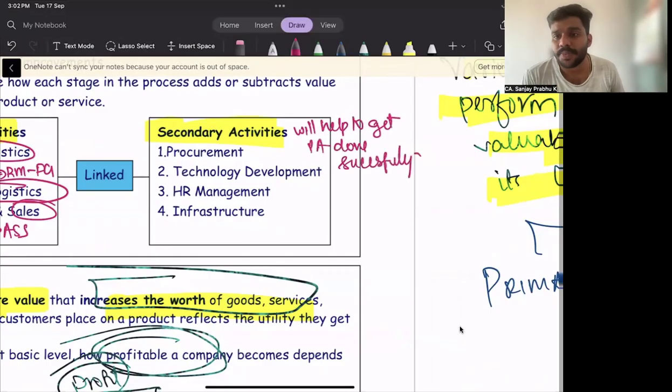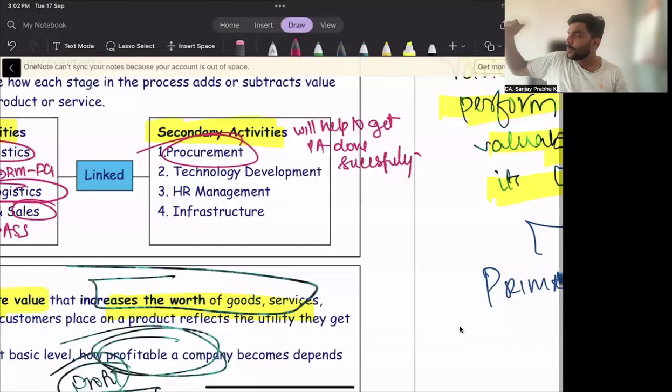Secondary activities will help us to perform the primary activities. What are the secondary activities? Procurement. See, raw materials, you are bringing the raw materials. That's called inbound. Before bringing, you have to procure the raw materials. You have to purchase the raw materials.